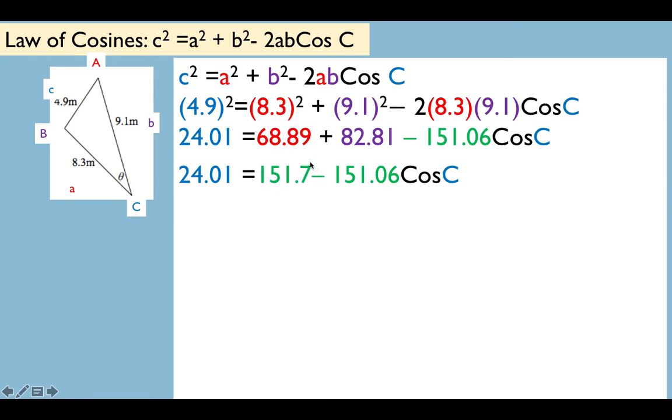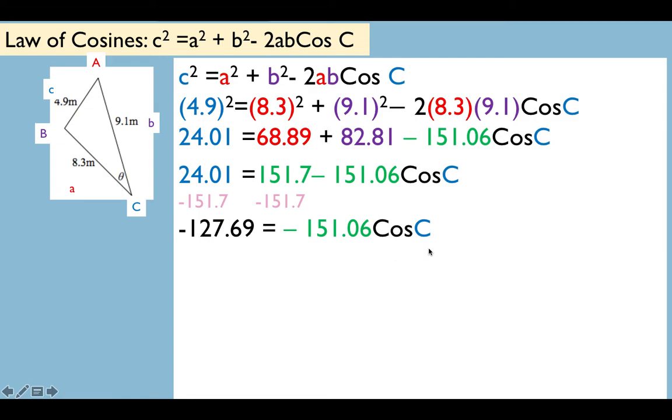So let's get rid of this. Because this is like a positive number, we're going to go ahead and subtract 151.7 from both sides of the equation. So then we have 24.01 minus 151.7. You could use a calculator for this, but I got negative 127.69 right here. And then this stuff right here came down. See, notice this negative, it belongs to 151.06, so this has to come down too.